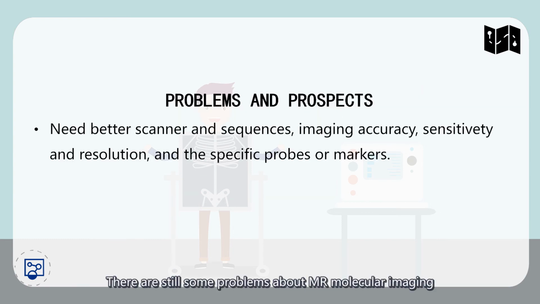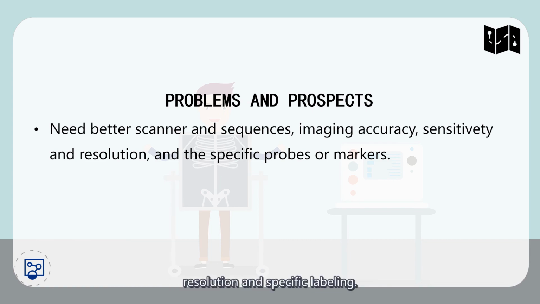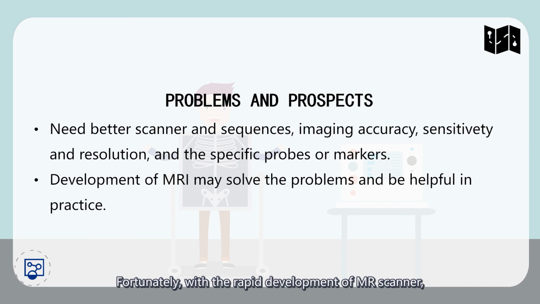There are still some problems with MR molecular imaging in the nervous system, such as imaging accuracy, sensitivity, resolution, and spatial labeling. And the BBB must be considered when we use targeted probes. Fortunately, with the rapid development of MRI scanners, sequences, hybrid modalities, and more precise models, molecular imaging in the brain will solve more problems in clinic.